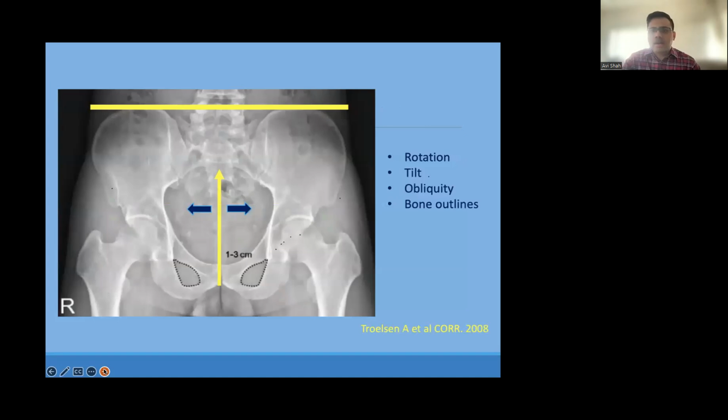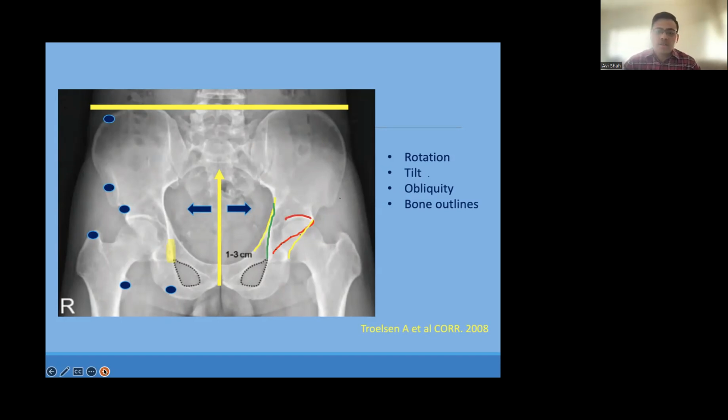So looking at a simple X-ray, we need to make sure there is no rotation, no tilt, and no obliquity. Make sure all the bony outlines are well marked. That means it has a good exposure. So we need to see the iliac crest, the anterior superior iliac spine, the anterior inferior iliac spine, the ischial tuberosity, the greater trochanter, the lesser trochanter. This is the anterior wall. Then we should be clearly able to see the posterior wall, the iliopubic line, the ilioischial line, your teardrop, and the sourcil. So all six lines should be clearly visible.